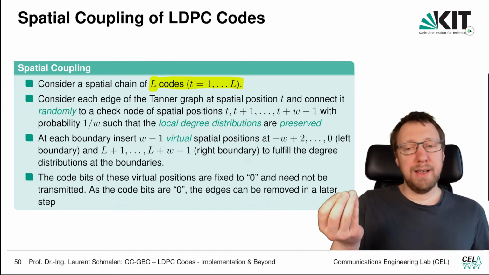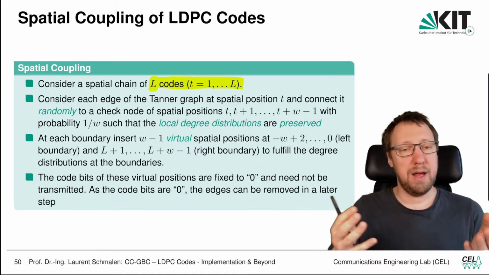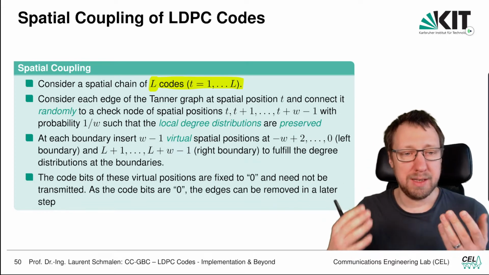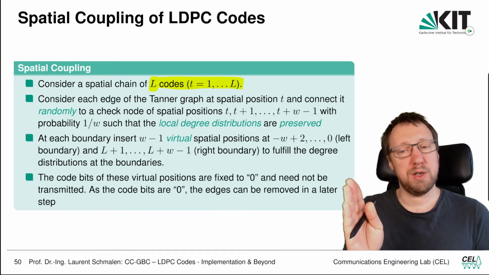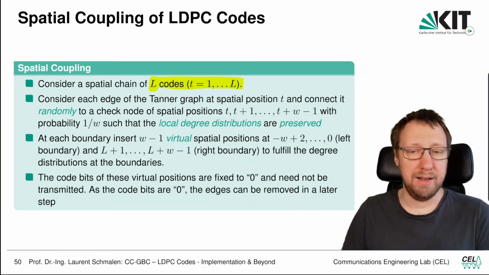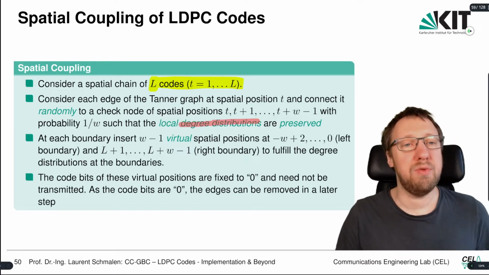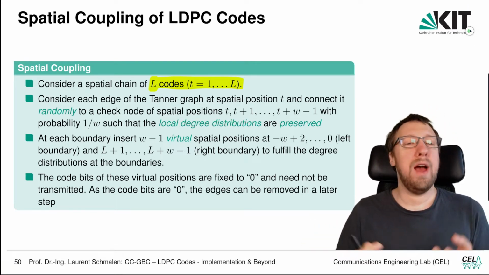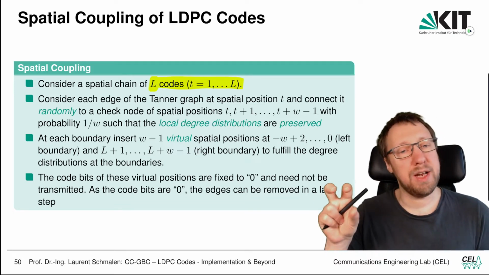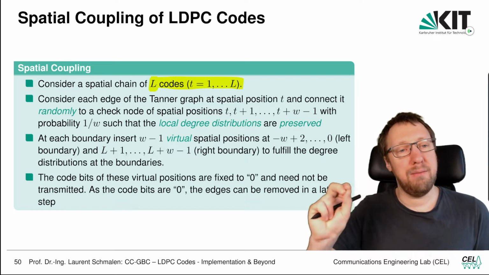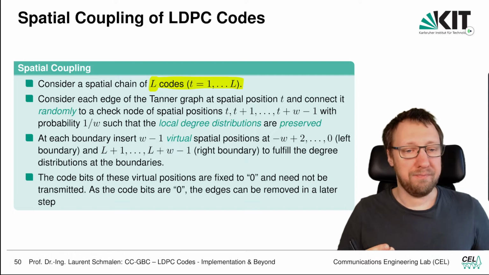So we throw a dice with w faces, and depending on what the outcome of this random experiment is, we either go to a check node of spatial position t, t plus 1, t plus 2, and so on. And we do this such that the degree distributions are preserved. Again, we have some sockets in our check node, and we need to make sure that the number of sockets doesn't change, so that we preserve the number of sockets.